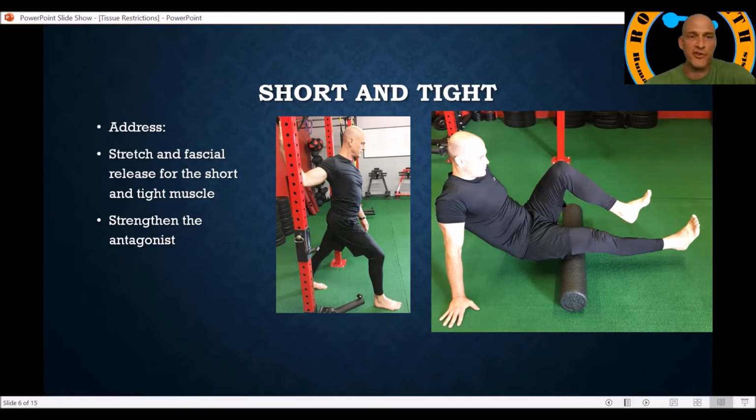Another thing that you can do is strengthen the antagonistic muscle, which means the muscle on the opposite of the chest, which in this case would be the lats and the traps. You would strengthen those to actually hold you in a better position so you don't get the nervous system telling the muscle to be tight in the first place.